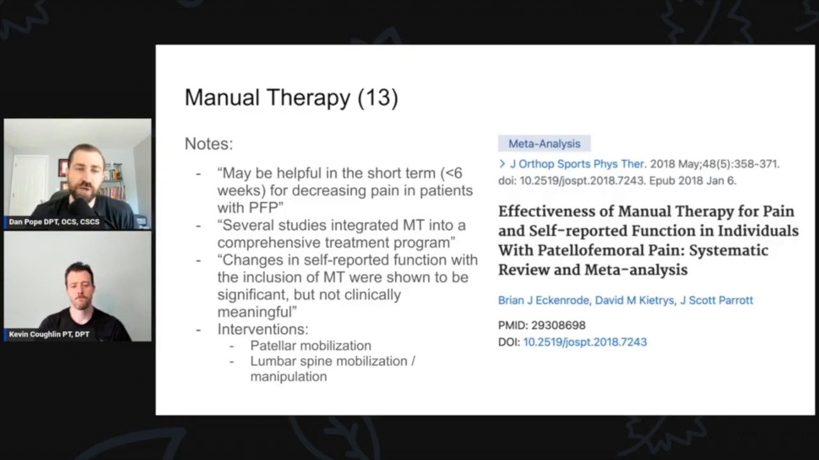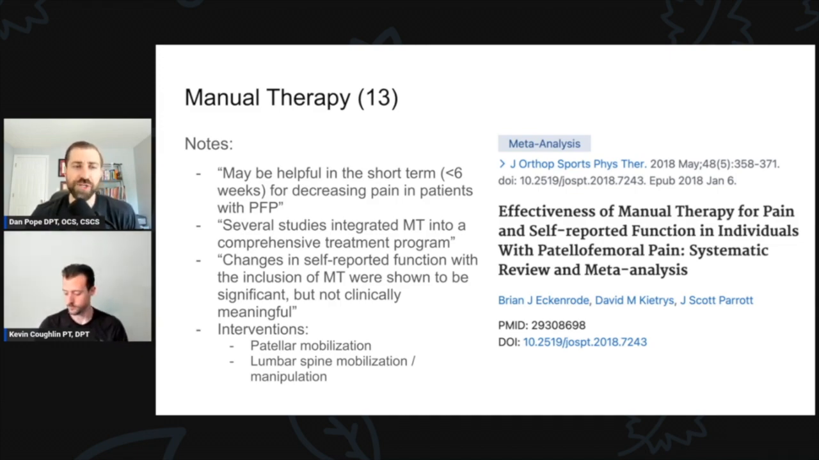So essentially, including manual therapies might be good as part of an entire comprehensive program. I believe the clinical practice guideline recommended against manual therapies by itself, which makes sense to me. The effects are more short-term in nature, so less than 6 weeks generally. Long-term results are not going to be better than other interventions.